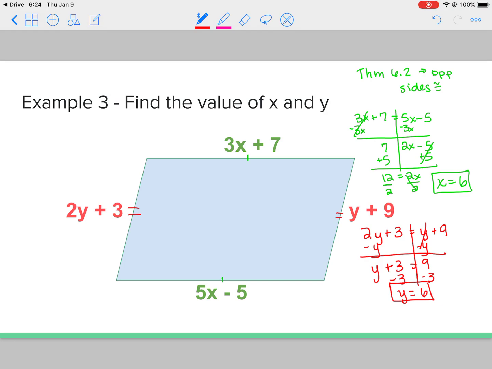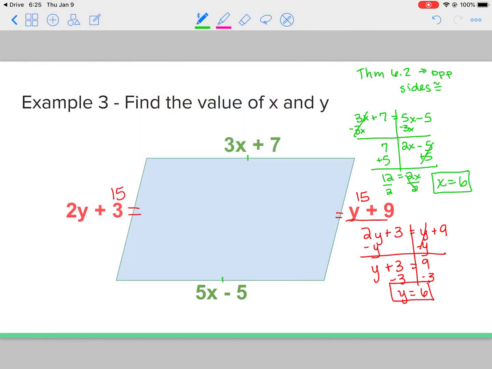But whenever you plug it in, you'll see that the sides are not all congruent. They still come out to different measures. So if I plug in this 6 for y, I have 6 plus 9 for the expression right here. 6 plus 9 is 15. So that means that both of these sides would be 15 units.